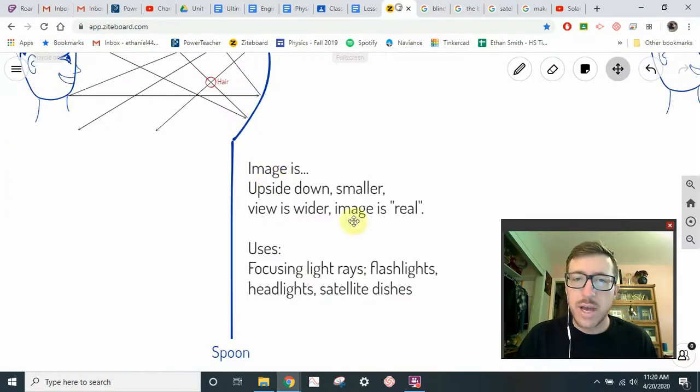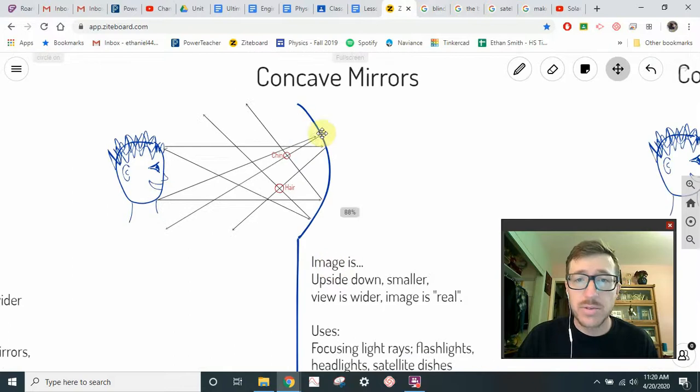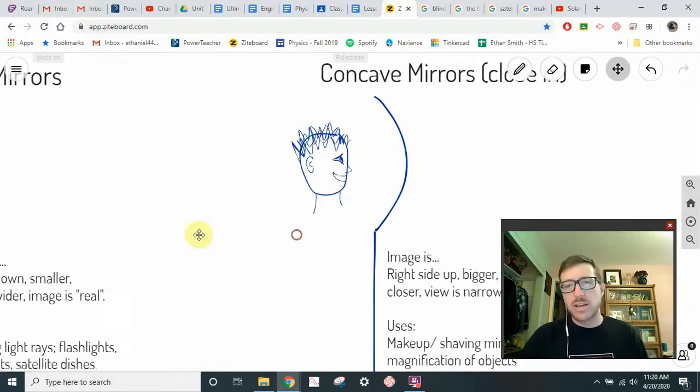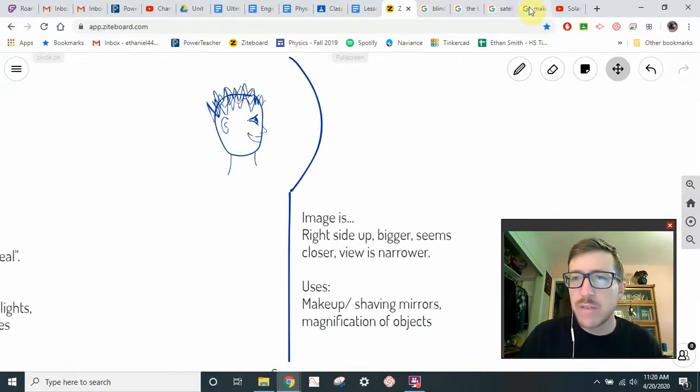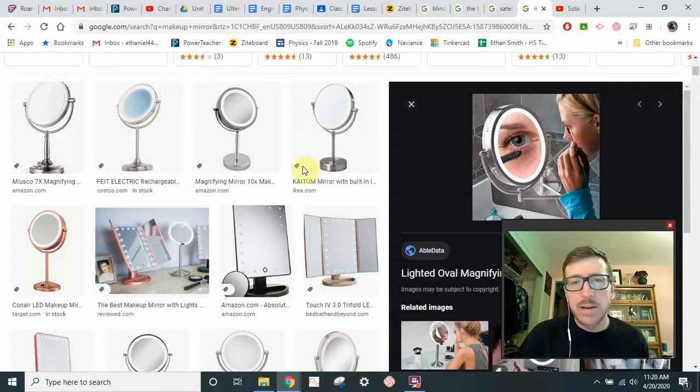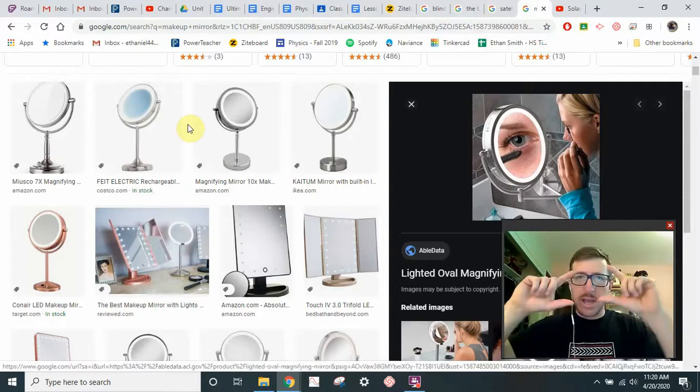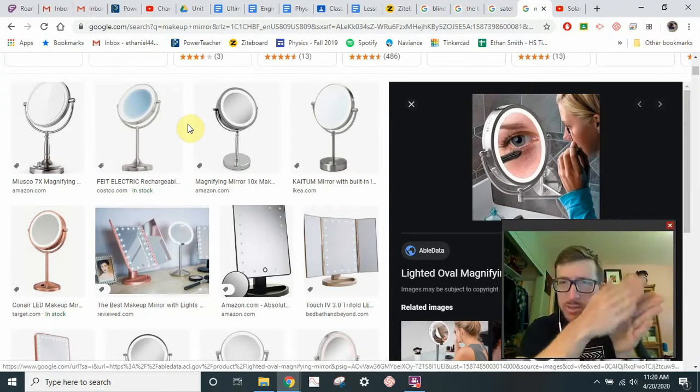So that's a big use for these concave mirrors. Now you may have noticed with the concave mirror, as you get in really, really close, so as I look in really, really close to my spoon, the image actually flips. This is an example you will see in makeup or shaving mirrors. They magnify.